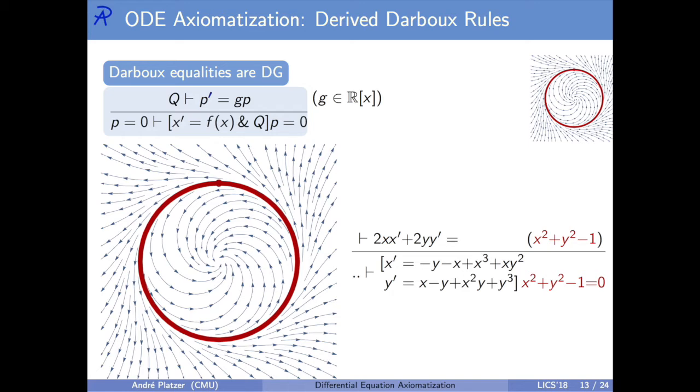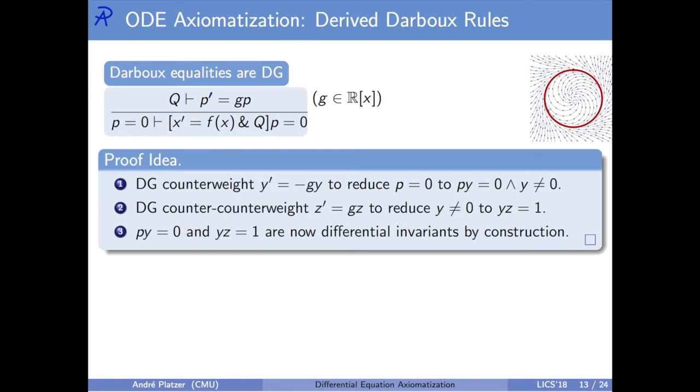Here's an example of a differential equation system with polynomial right-hand side, and this is an invariant, and indeed this circle is an invariant. So p equals 0 is true at the end if it's true before. I didn't have space to write this down. And you can indeed find a cofactor g such that the Lie derivative of the polynomial is a multiple of the polynomial with some polynomial cofactor. And how we derive this proof principle out of the ones we already saw is by using differential ghosts with a counterweight, y prime equals minus g y. So this thing has p prime equals g p.